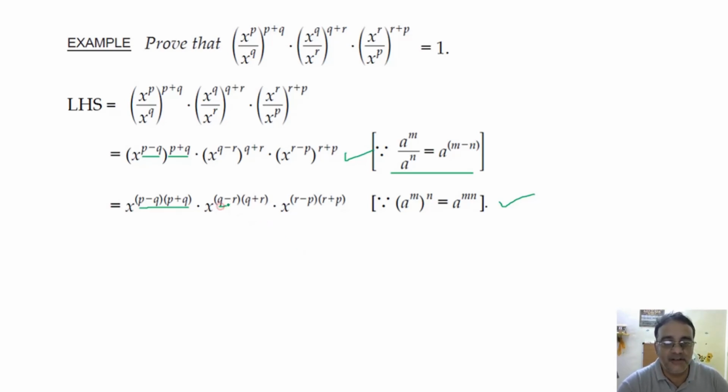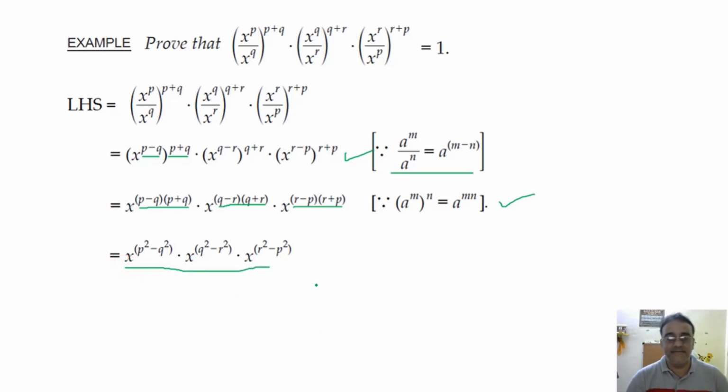And what is the product of these two? Q square minus r square. What is the product of these two? R square minus p square. तो उसको लिख दिए. Again, अब ये सबका प्रोडक्ट बेस सेम है. इसमें सारे बेस सेम है, x है, and the powers पूरे प्रोडक्ट मल्टीप्लिकेशन में है. So which law we have to use for this one?